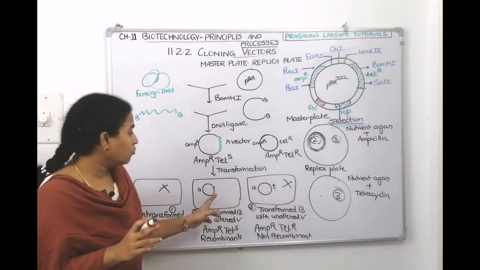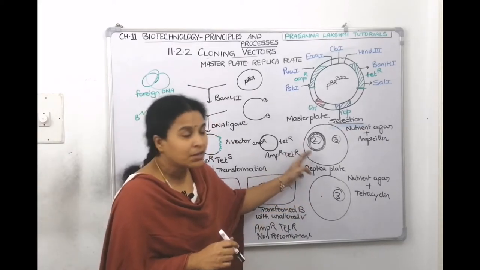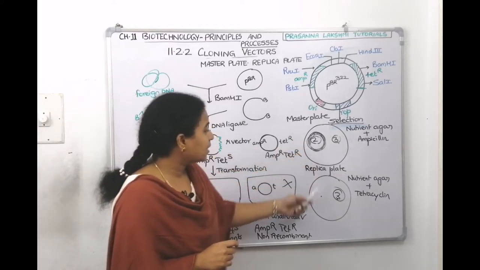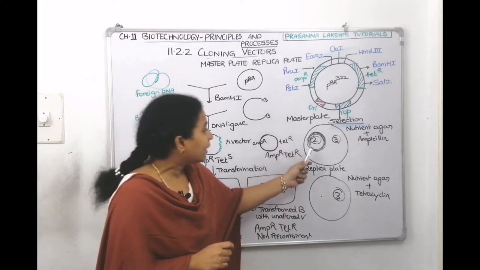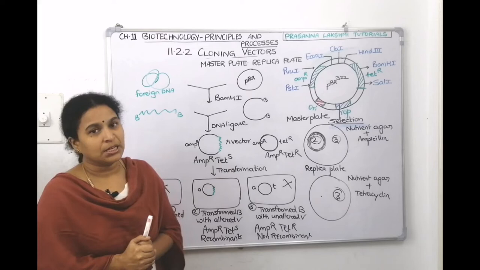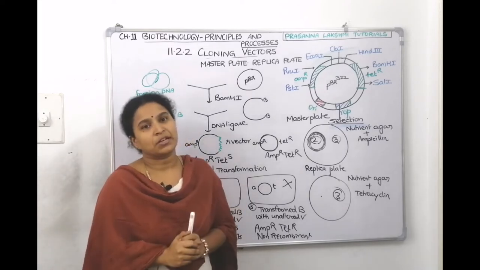Which one do you want? We want the second bacterium, in which the desired DNA is there. So go to the master plate, pick the colonies from there, and take them to the bioreactor and do bioprocessing. This is one method we have already discussed in detail in the previous lecture also.